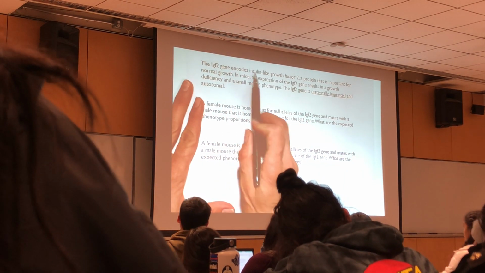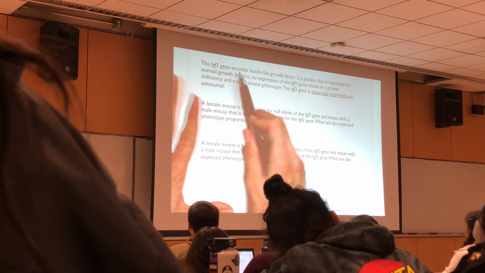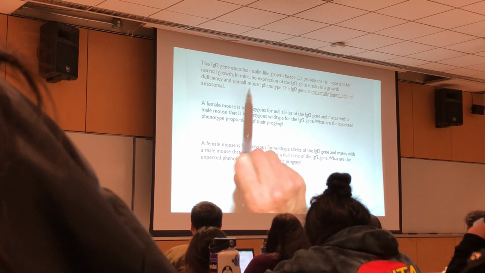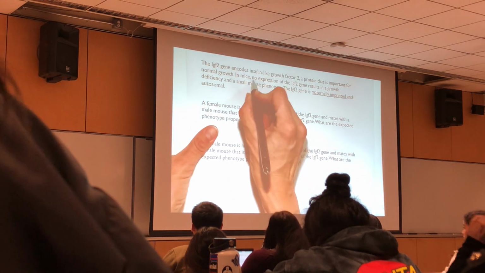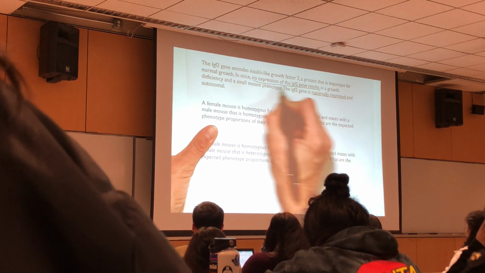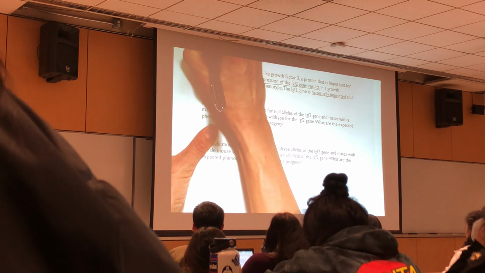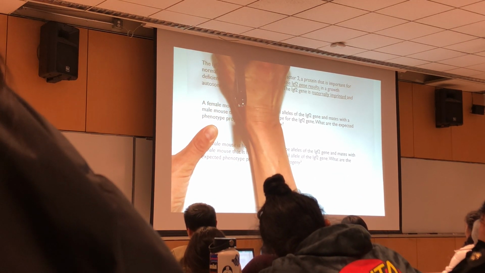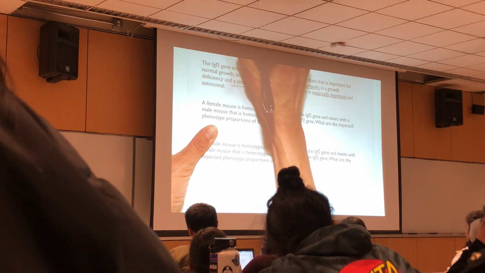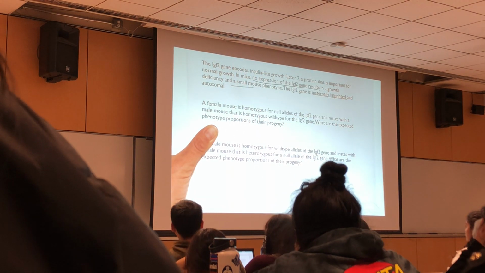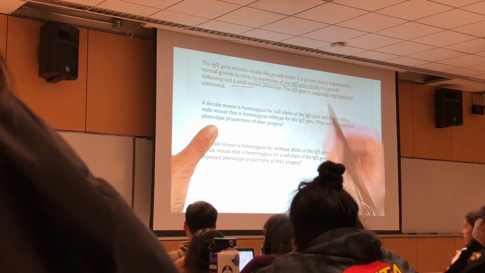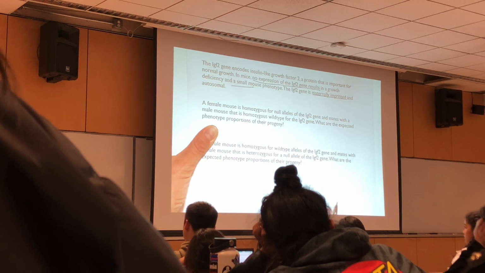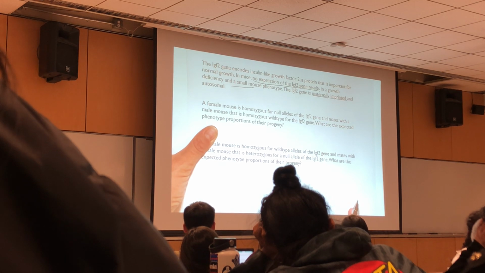The IGF-2 gene encodes insulin growth factor, a protein required for normal growth. In mice, no expression of this gene results in a small mouse. So no IGF-2 expression, small little mouse. It is maternally imprinted and autosomal. All genes that are imprinted are autosomal.